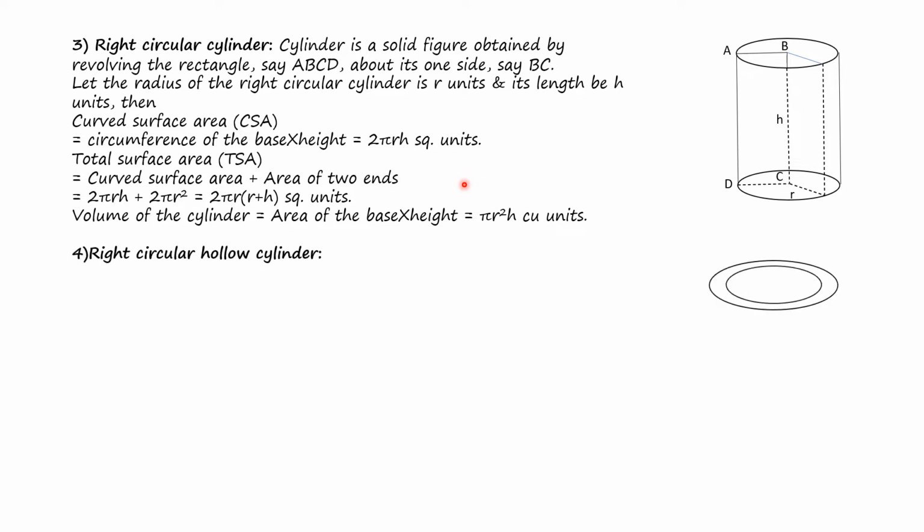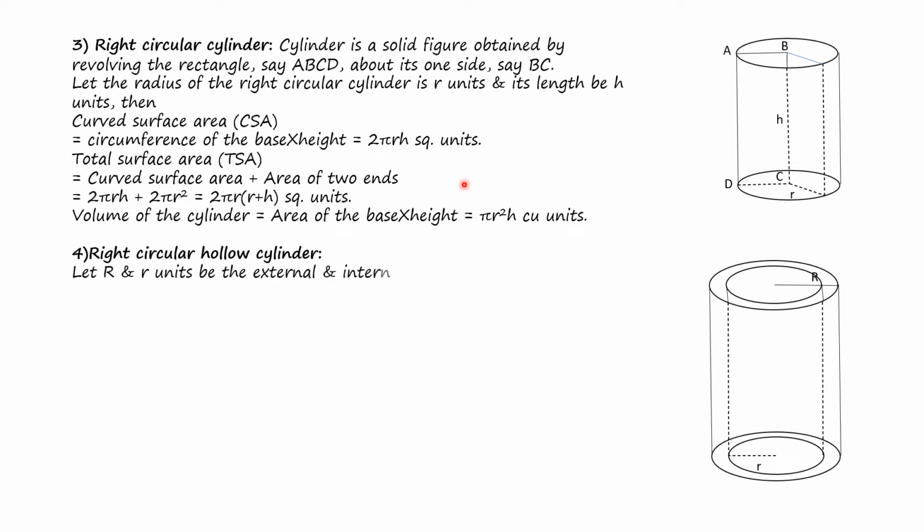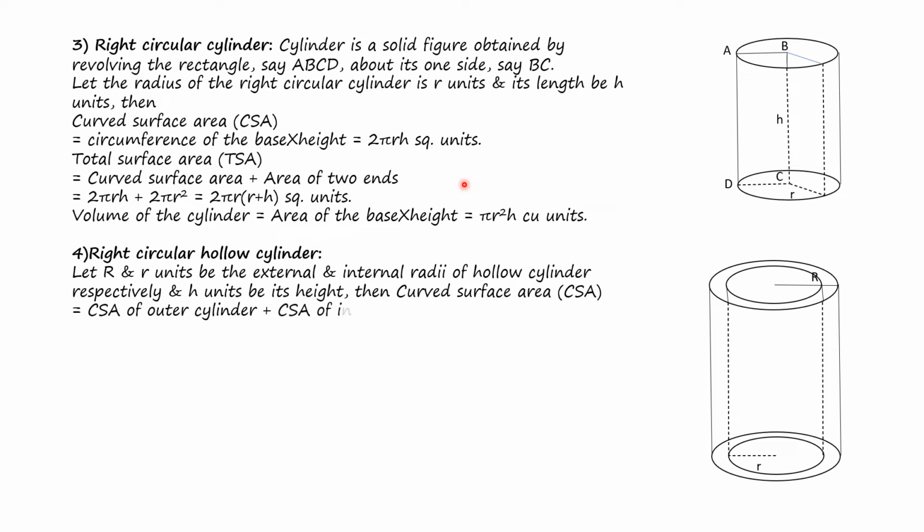Right circular hollow cylinder. Let's draw the picture. Let capital R and small r be the external and internal radii of the hollow cylinder respectively, and h the height. Then the curved surface area is nothing but curved surface area of the outer cylinder plus curved surface area of the inner cylinder. So it is 2πRh + 2πrh, or 2π(R + r)h square unit.